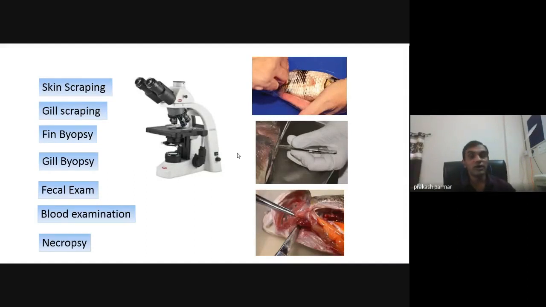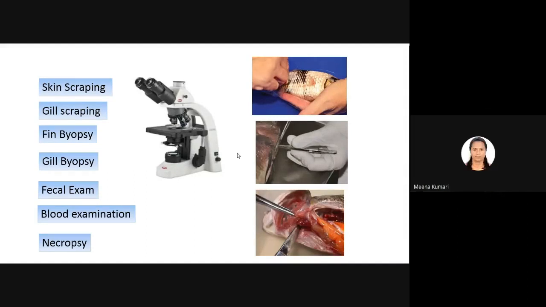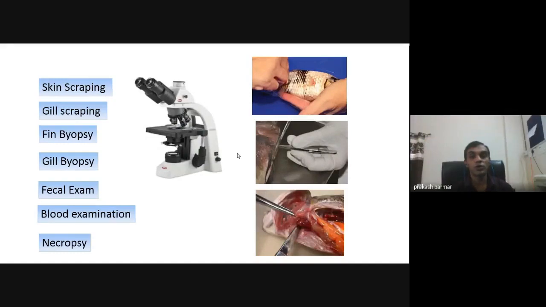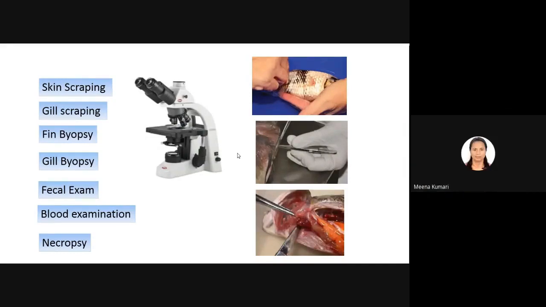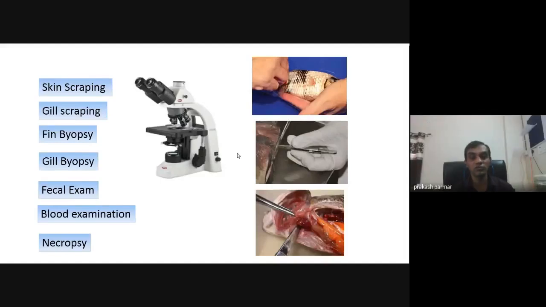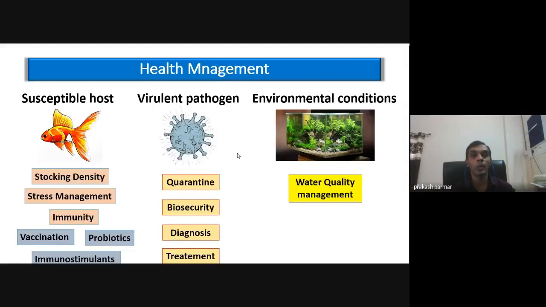Other things we can go for are histopathological analysis or microbiological analysis for bacterial and fungal isolations, and cell culture for virus identification. We can also go for PCR and ELISA type tests for final identification of the diseases. So these are some of the disease identification tools.